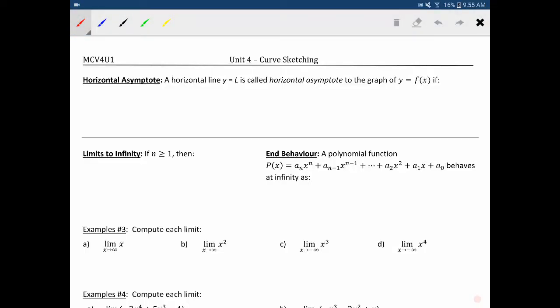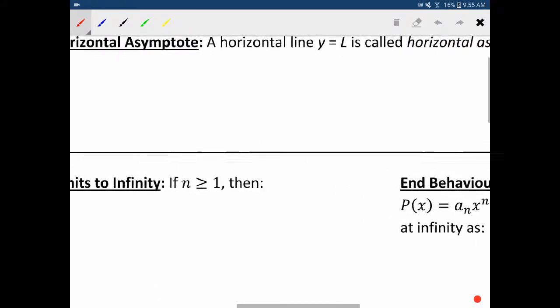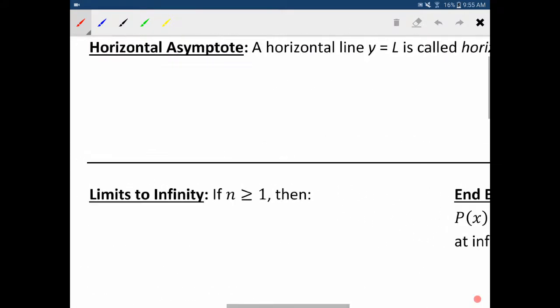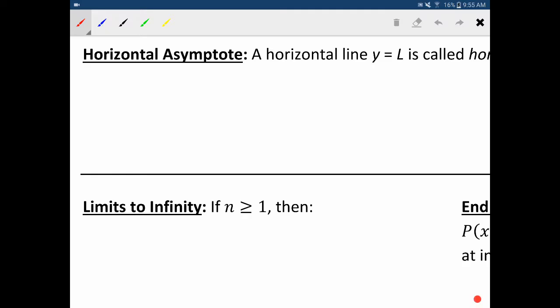Hey guys, so now we're going to move on to part 2 of asymptotes. We're going to look at horizontal asymptotes. So what is a horizontal asymptote? I'm sure that you know in general, but we are going to define them using our newly learned knowledge of limits and such.